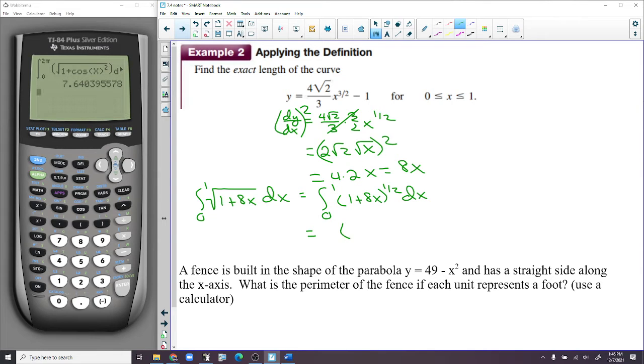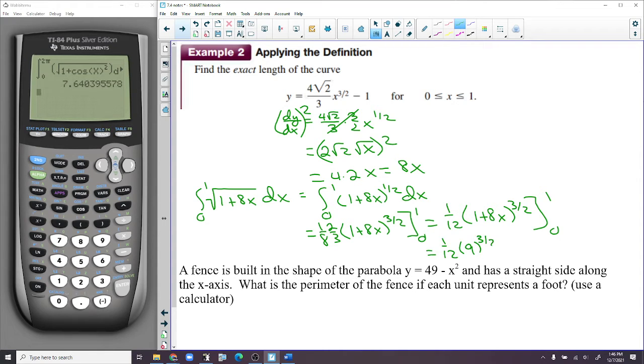Let's add 1 to the power, 3 halves, but then we'd multiply by 2/3. But keep in mind, if I took the derivative of this, I'd multiply by 8. But there's no 8 out in front, so we better multiply by 1/8. And we're going to go from 0 to 1. So let's clean that up a little bit. 1/12, 1 plus 8x to the 3 halves, from 0 to 1. So if I plug 1 in, we get 1/12, 9 to the 3 halves. Minus, if I plug 0 in, we just get 1/12.